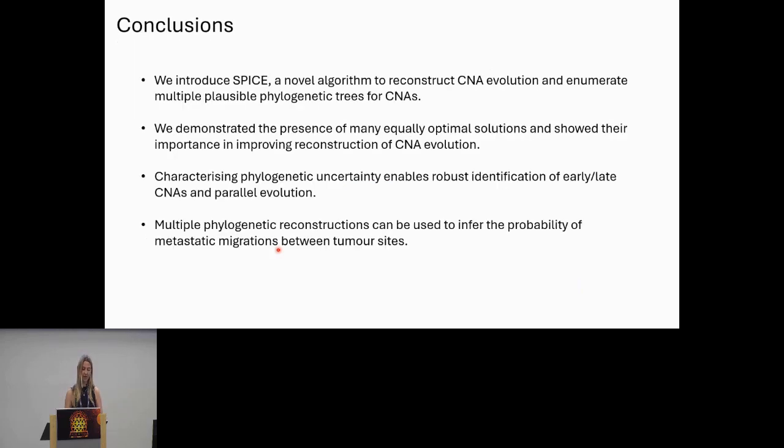And so to conclude, today I've introduced SPICE, which is a novel algorithm to reconstruct copy number evolution and enumerate multiple plausible phylogenies. I've also demonstrated the presence of many different equally optimal solutions and shown that these are really important to help us improve our reconstruction of copy number evolution. I've characterized the phylogenetic uncertainty in order to enable robust identification of both early and late copy number alterations and parallel evolution. And then finally, I've shown how we can use multiple phylogenetic trees in order to infer the probability of metastatic migrations between different sites.